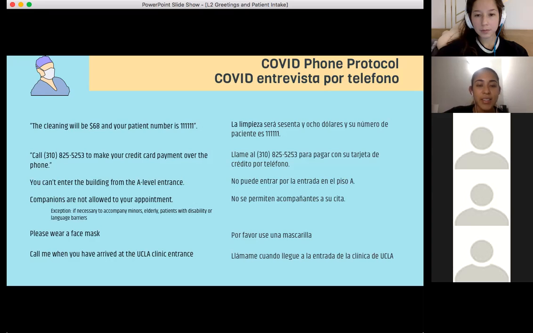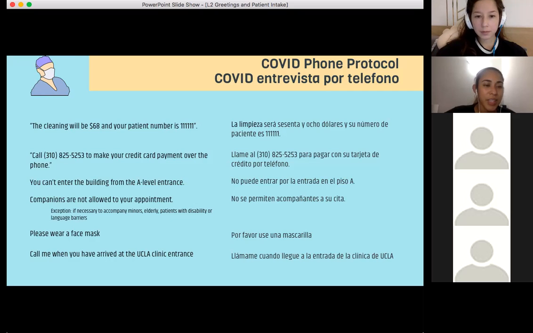Llame al 310-825-5253 para pagar con su tarjeta de crédito, por favor, or por teléfono, sorry. So this is like if you're telling your patient to please call to make the payments over the phone, which is something we're encouraging now because of COVID.